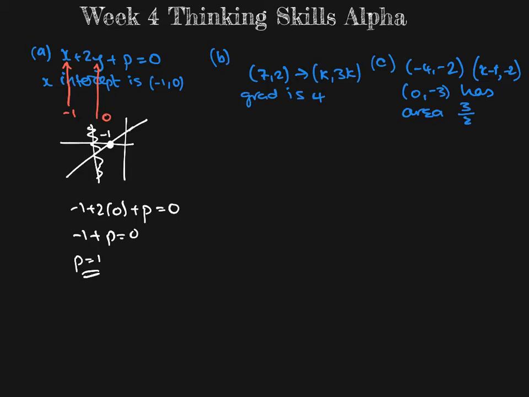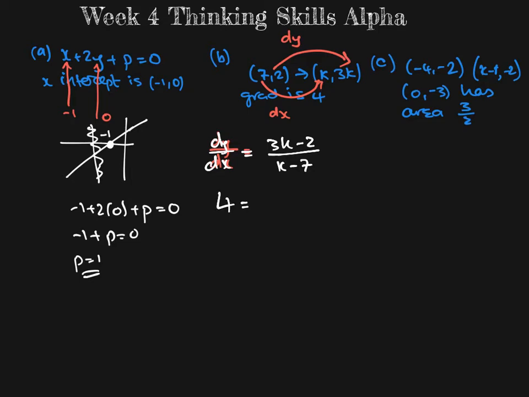In the second part of this question, we need to know how to find the gradient. So I always put arrows on the coordinates like this. The top is dy and the bottom is dx. Now dy is the change in y and dx is the change in x. And I would always do the second one minus the first one. So in this case, dy by dx is equal to 3k minus 2 on the top and k minus 7 on the bottom. And we're told that that's 4. We know that dy by dx is 4, the gradient's 4.